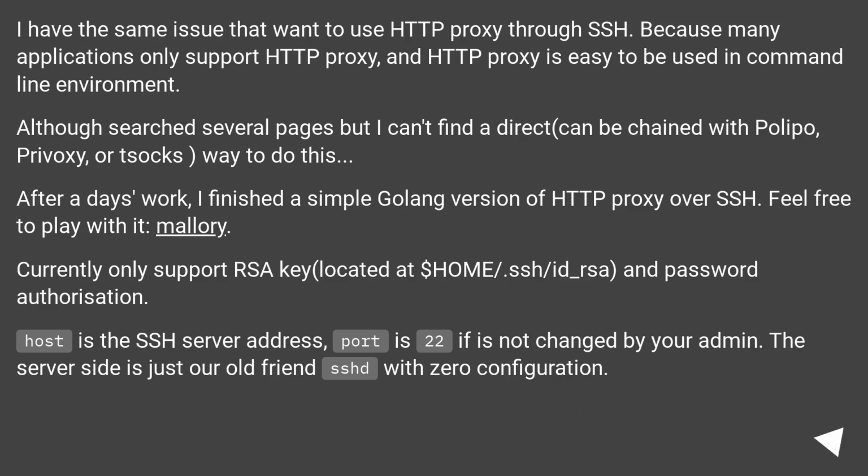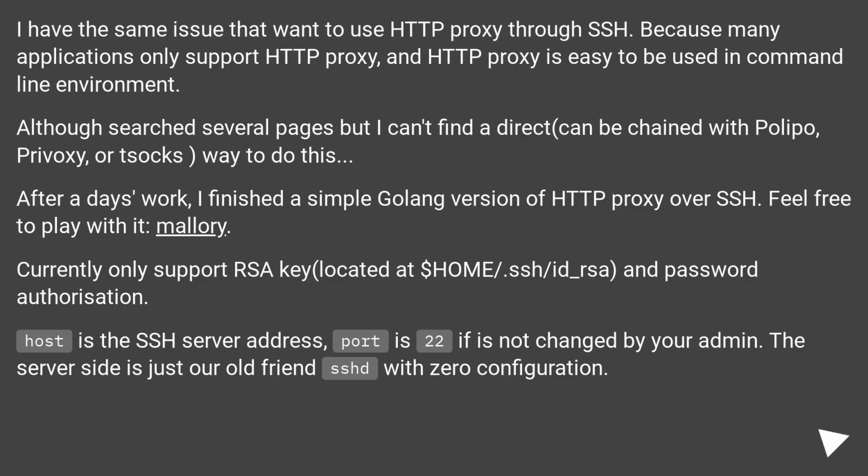I have the same issue, I want to use an HTTP proxy through SSH, because many applications only support HTTP proxy, and HTTP proxy is easy to use in a command line environment. Although I searched several pages, I can't find a direct way to do this that can be chained with Polipo, privoxy, or socks. After a day's work, I finished a simple Golang version of HTTP proxy over SSH. Feel free to play with it, Mallory.